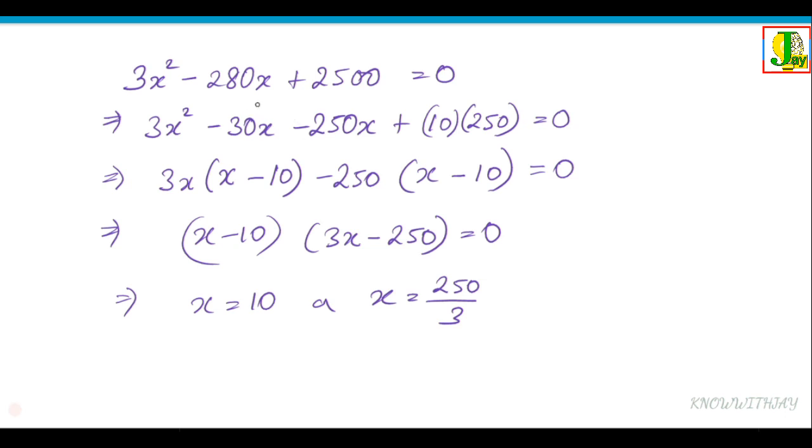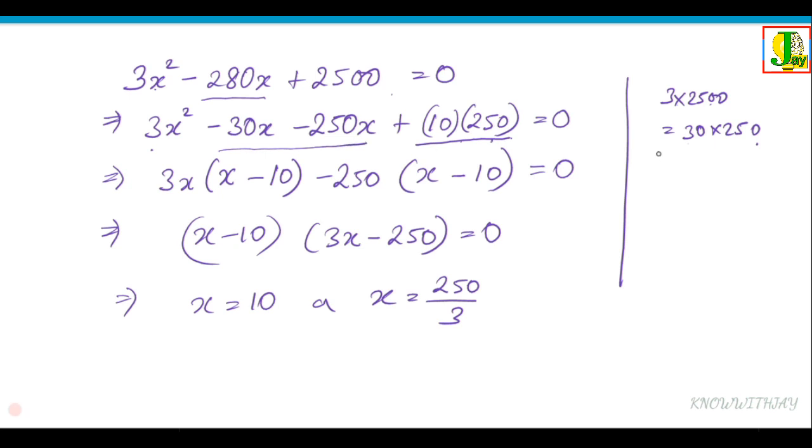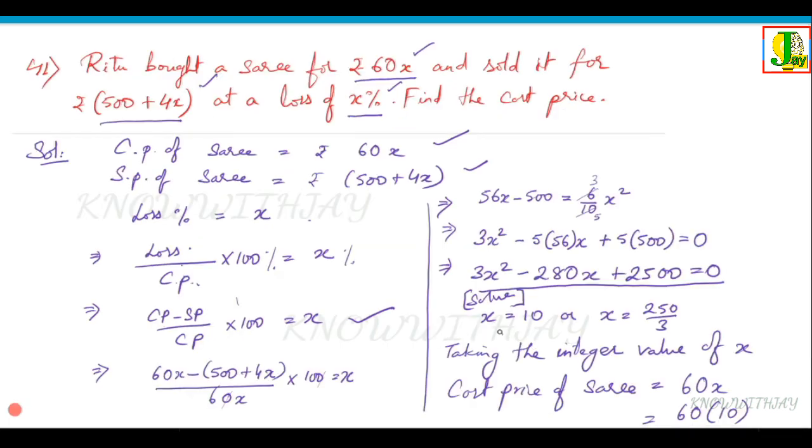So this is the solution. We can write 3 into 2500; the factors we take are 30 and 250. So minus 30 minus 250, we get minus 280x, and 30 into 250 gives the product of a and c. Splitting, we get the roots: x equals 10 or x equals 250 by 3. So here we get x equals 10 or x equals 250 by 3.